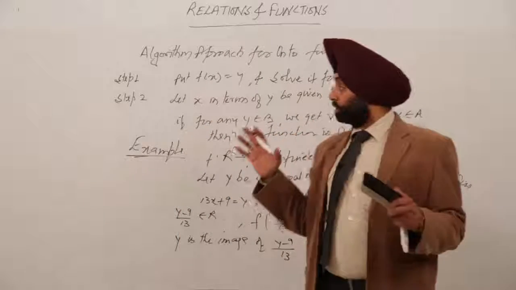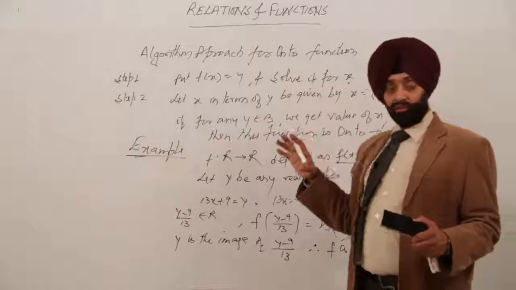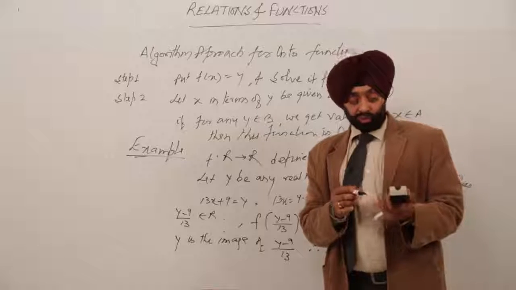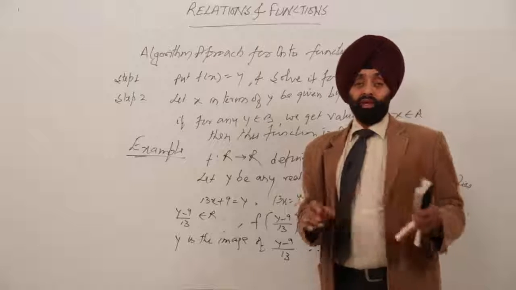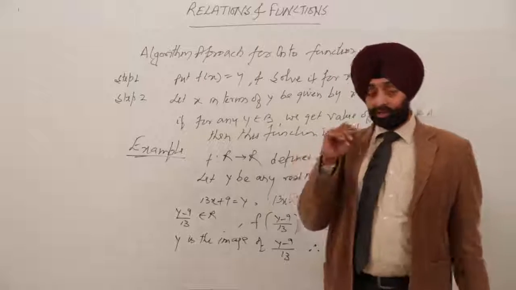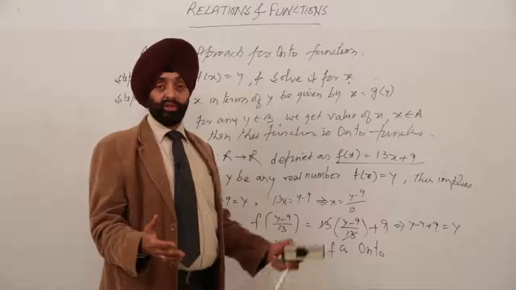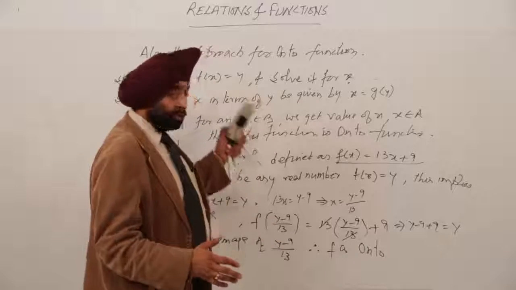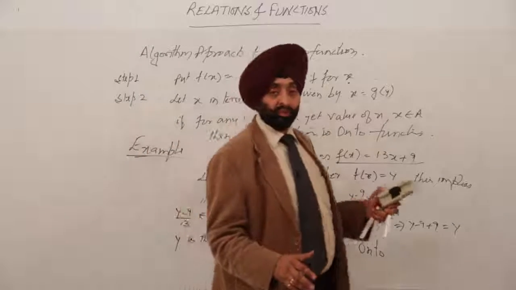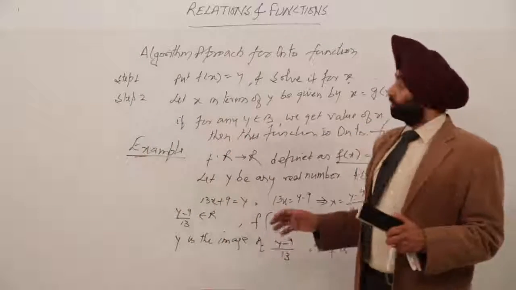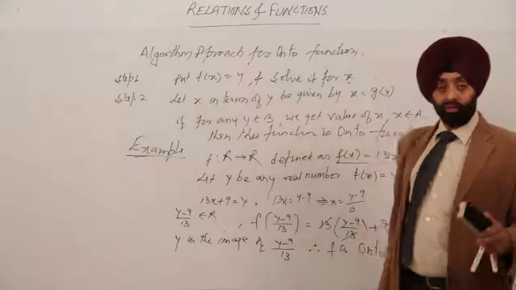Now why have I solved these two functions only? Because next we are going to do the inverse function. And in the inverse function, as I told you yesterday also, if a function is one-one and onto, then only we can proceed for finding the inverse. So we have gone through the algorithm approach with nice examples for one-one and onto functions.